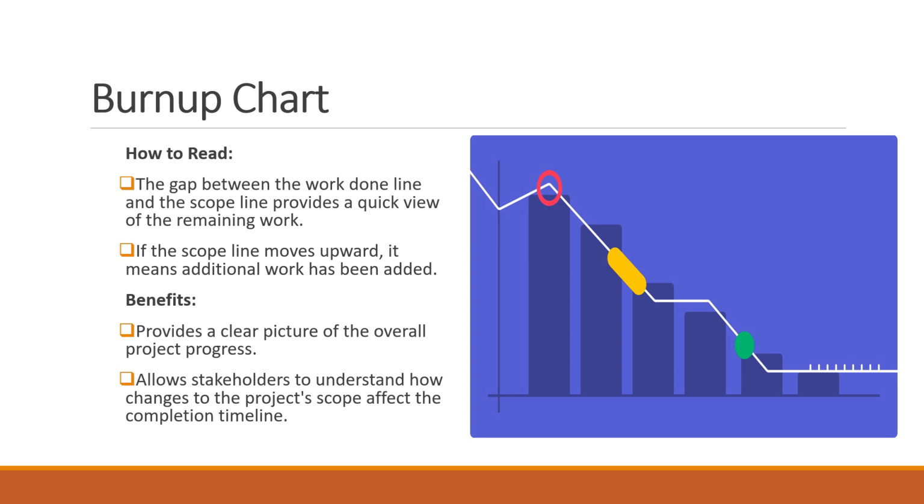How do we read the burn-up chart? The gap between the work done line and the scope line provides a quick view of the remaining work. If the scope line moves upward, it means additional work has been added.